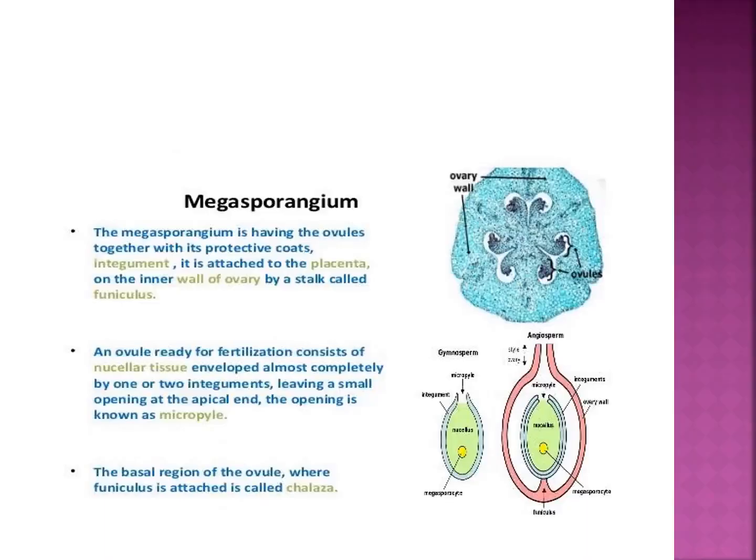Megasporangium. Different types of seed pictures, gymnosperm and angiosperm. The megasporangium has ovules together with protective coats and an attachment to the placenta and wall of the ovary. It is called funicle. The ovule ready for fertilization consists of nucellar tissue, leaving a small opening known as micropyle. I have already told you the pictures. You clearly observe, it is important. Next one.